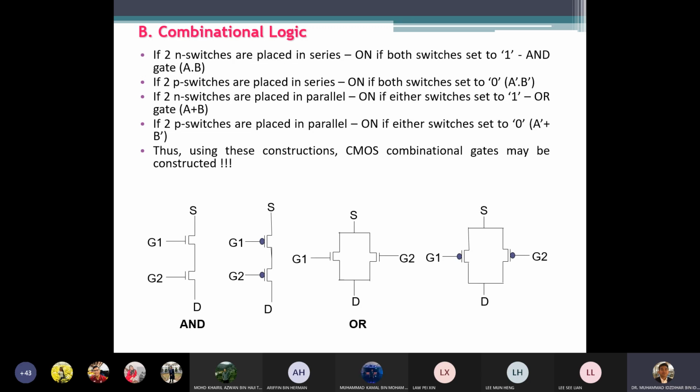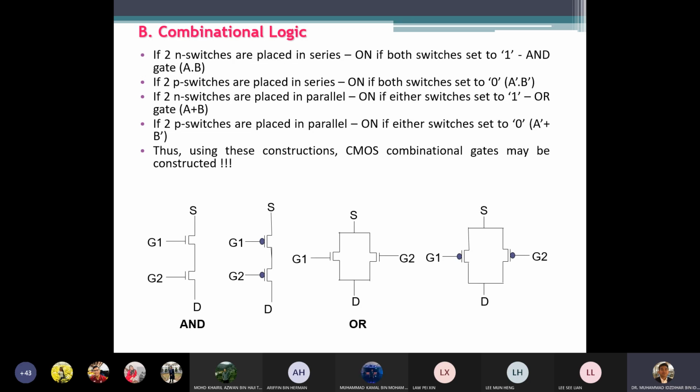Okay, first, if you look at the slide, when you have two switches placed in series, you know, you have learned about series circuits before. If you want to turn it on, you have to make sure that both transistors are on. In this case it is an N switch, meaning N channel, so you have to set it high, set it to 1. And it will become like an AND gate. Right? For AND, both inputs must be high in order to get high.